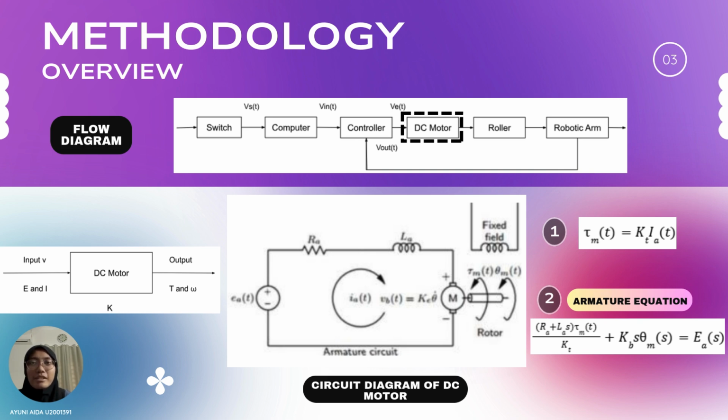The torque generated by the DC motor at the rotor is directly proportional to the armature current, and this relationship is expressed in equation 1. By applying the Laplace transform, we derive the armature equation for the input voltage EA(s) as shown in equation 2, which establishes the relationship between the armature current IA, the angular displacement theta m, and the back EMF constant KB.